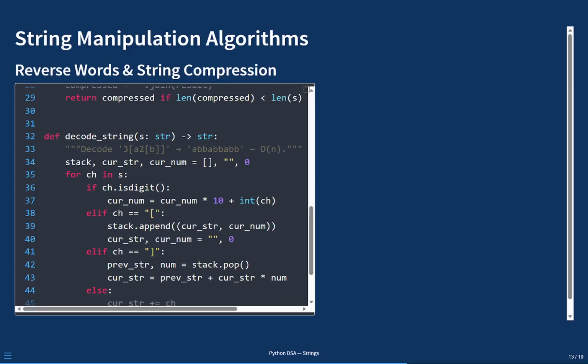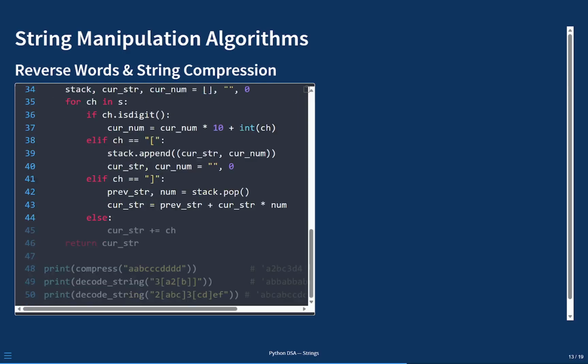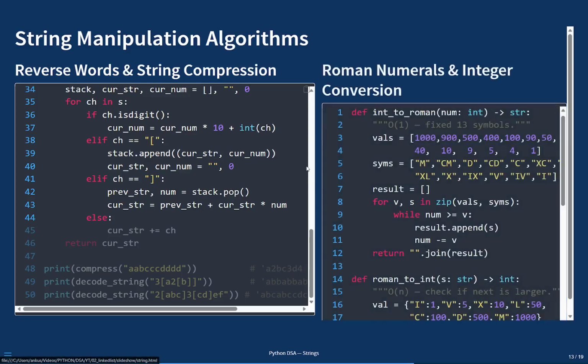Click decode string handles nested encoded strings, like "3[a2[b]]". This is a stack problem. As we scan, digits accumulate into cur_num. An opening bracket pushes the current string and current number onto the stack and resets both. A closing bracket pops the previous string and repeat count, rebuilding cur_str = prev_str + cur_str * num. Regular characters append to cur_str. After one scan left to right, "3[a2[b]]" becomes "abbabbabb".